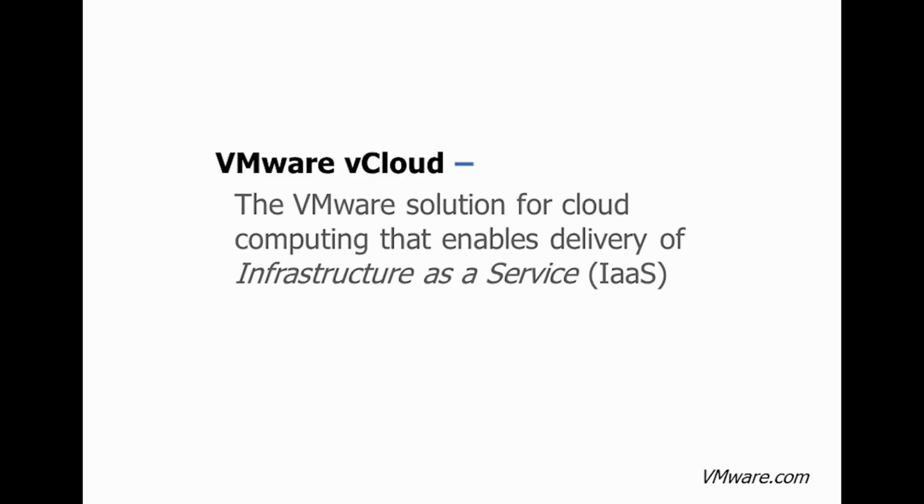This is important because it helps us understand what VMware sees as the vision of vCloud so that you can meet them in the middle with your definition. So they say the VMware solution for cloud computing that enables delivery of, and they italicize, infrastructure as a service. So if you've ever heard of the different as a services, there's PaaS and SaaS, platform as a service and software as a service. Those are nice, but they're not really what we're focusing on with VMware vCloud.